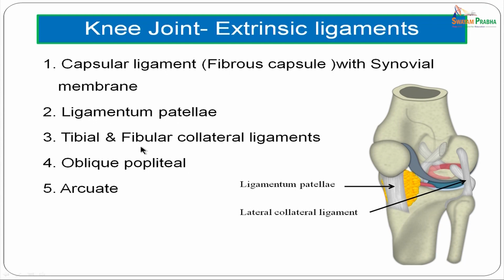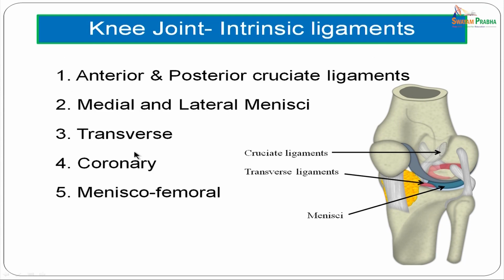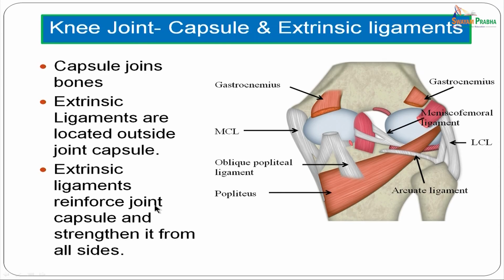As opposed to this, there are the intrinsic ligaments which are located within the joint cavity. These include the anterior and posterior cruciate ligaments, the medial and lateral menisci, the transverse ligament, the coronary ligament, and the menisco-femoral ligaments. First, we will look at the capsule and the extrinsic ligaments.